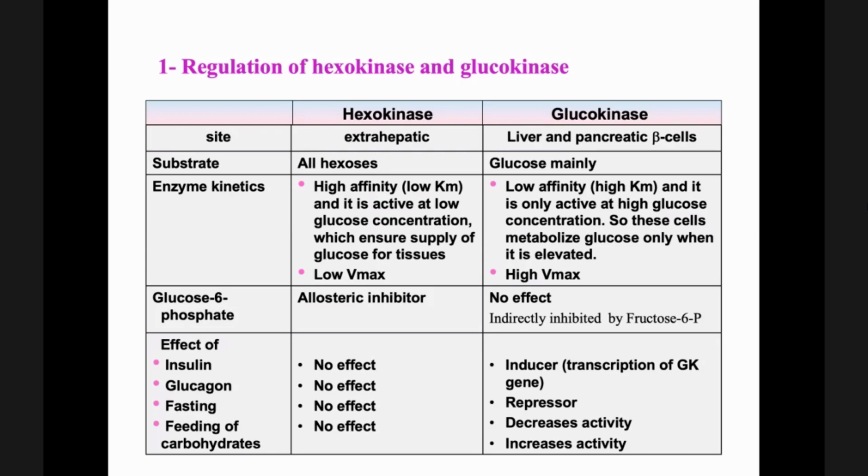Glucose 6-phosphate is an allosteric inhibitor for the hexokinase. However, it doesn't have any effect on the glucokinase. However, the glucokinase is indirectly inhibited by fructose. And here, we will see the effect of insulin. There is no effect of insulin, glucagon, fasting, or feeding of carbohydrates on the hexokinase. However, it can play a very important role for the glucokinase. Why? Because the glucokinase is the place where the glucose is degraded, as well as the place for the glucose to be stored as glycogen.